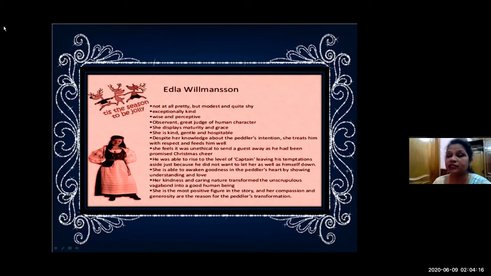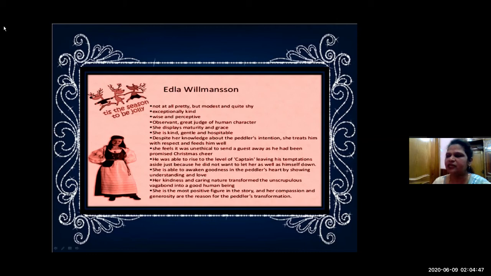She was exceptionally kind. She was wise and perceptive. She was kind, gentle, and hospitable. Despite her knowledge about the peddler's intentions, she treated him with respect and fed him well. He was able to rise to the level of the captain, leaving his temptations aside, just because he didn't want to let her as well as himself down.